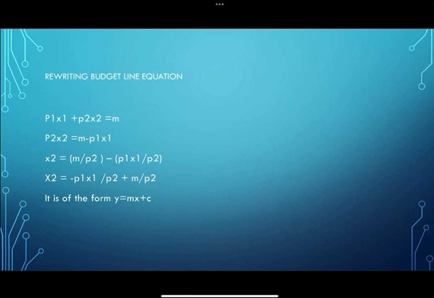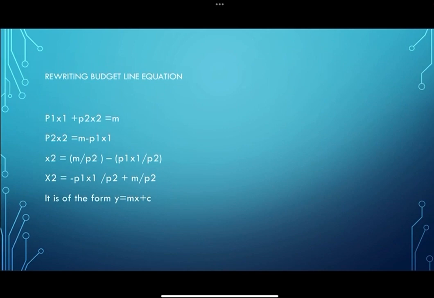Okay, I have rewritten this equation in order to show the slope of the budget line and the intercept of the budget line. Here you can see the equation of the budget line. If you want to find the intercept of good 2, you have to keep p2 x2 on the right side, and move p1 x1 to the other side.